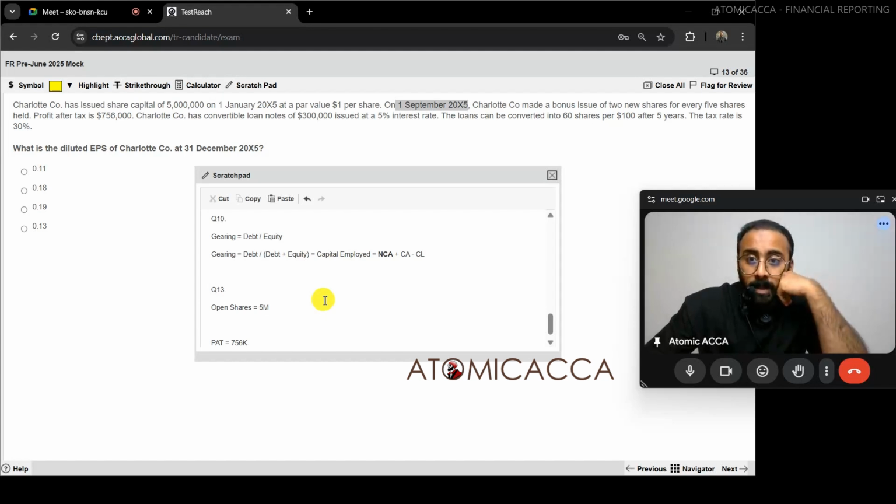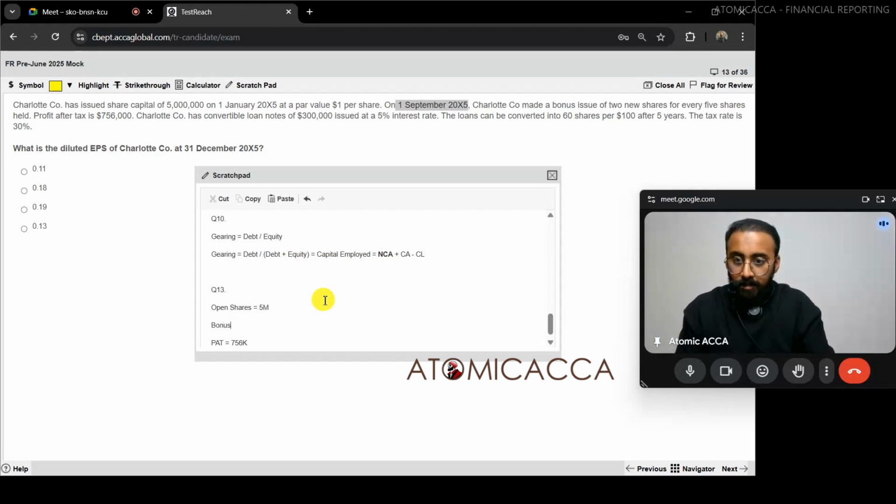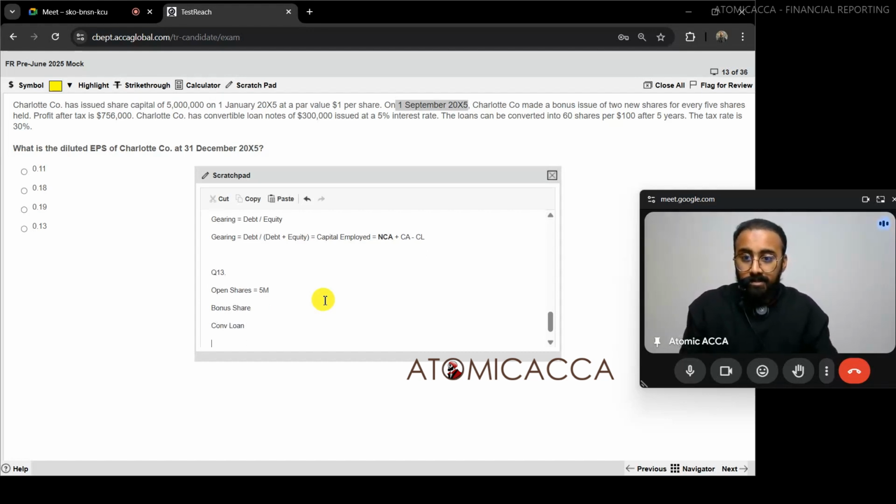Okay, 300,000 at a 5% interest rate. Loans can be converted into 60 shares for every $100 after 5 years. Something with a bonus share also happened in between, and there is a convertible loan as well. The tax rate is 30%.